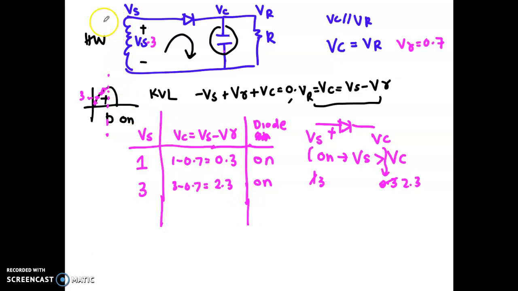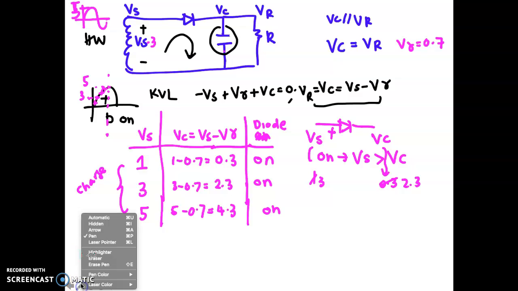Let's say the maximum voltage of your Vs here is 3. You are given an amplitude of 3. Now let's increase it to 5. So 5 minus 0.7 means 4.3. It's still higher than Vc, right? So the diode is still on and charging. What happens here is that the capacitor will charge accordingly. Now if you look at your input signal, the maximum now is 5.